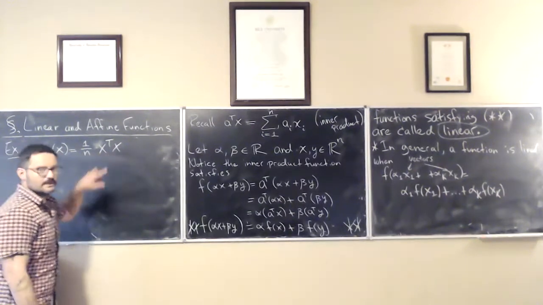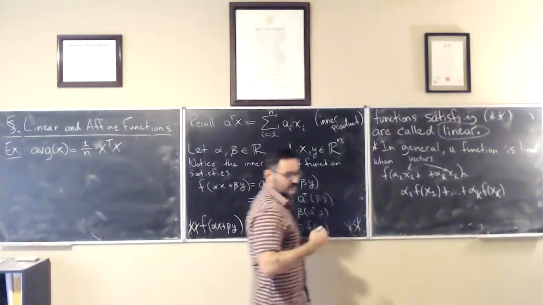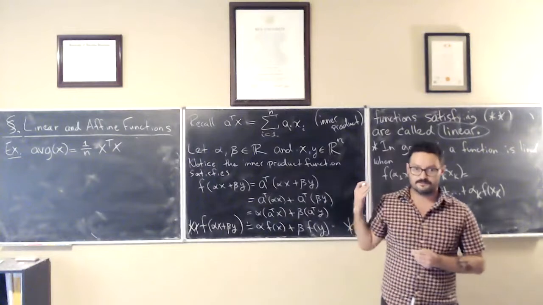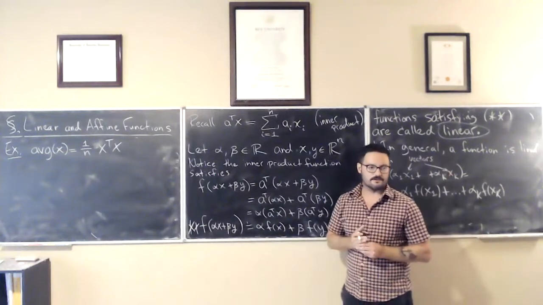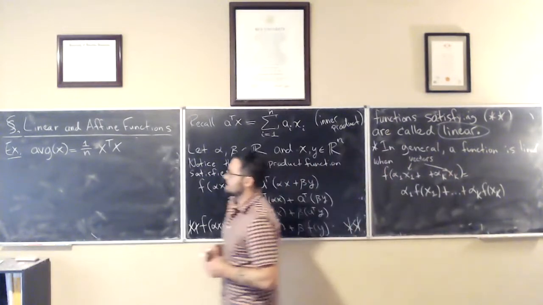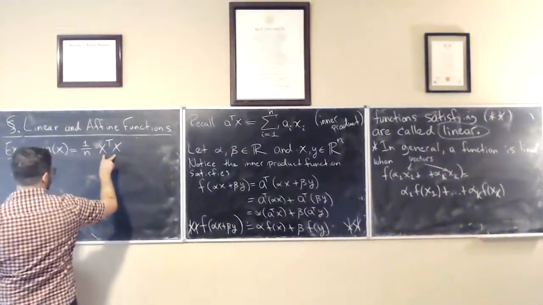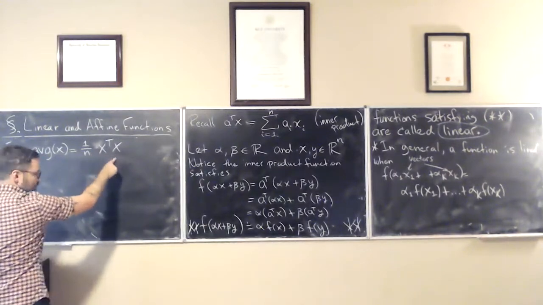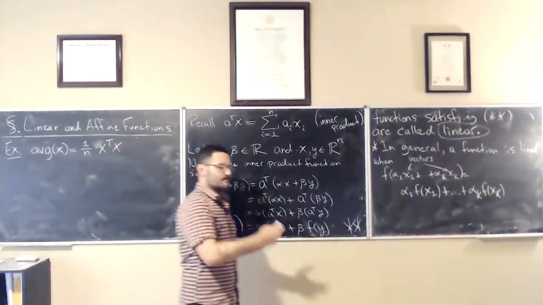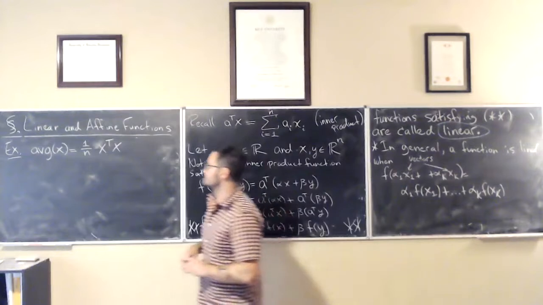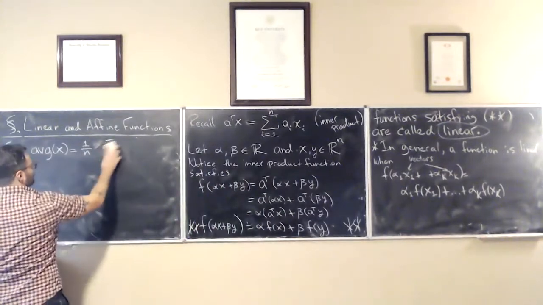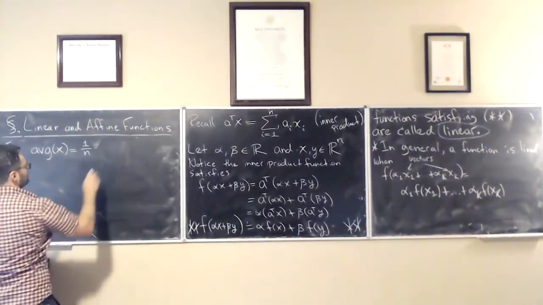If that is not clear to you, you should make sure that you're staying on top of reading chapter 1, right? Because this is just the inner product of a vector with itself, which is the sum of, oh, wait a minute. One of you should have said something.